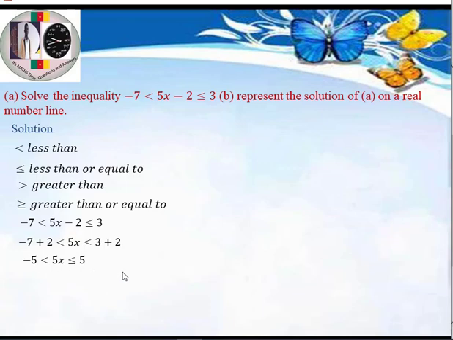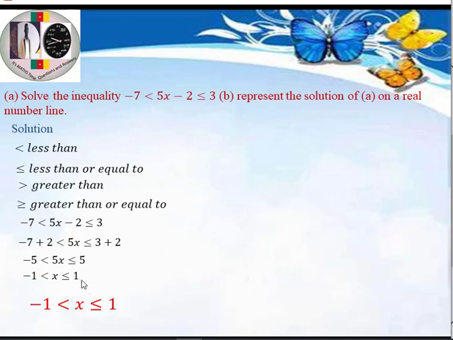In this case, we can divide all through by 5 to clear the 5 at 5x, so that we leave x alone. In that case, we have solved. When we divide all through by 5, 5 into -5 is -1, and 5 into 5 is 1. So we leave x alone and we have -1 < x ≤ 1.